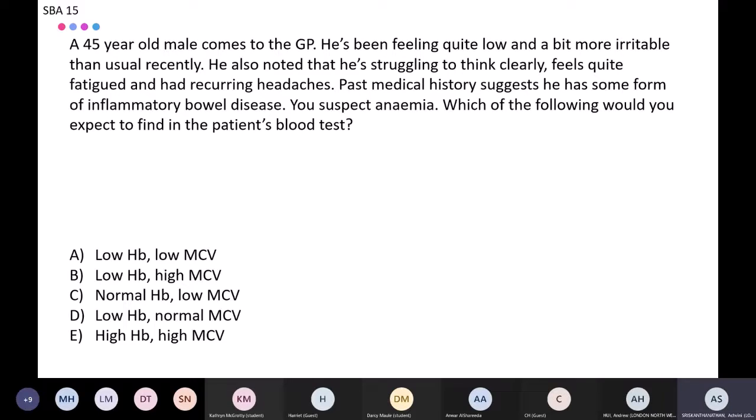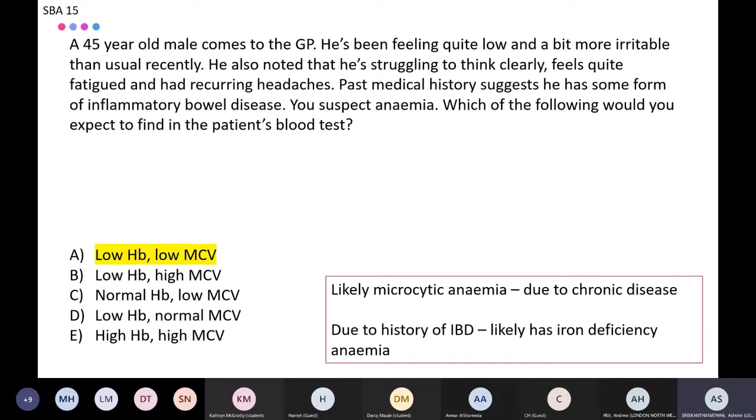And just give it a few more seconds. Okay, so the answer is A. So with any sort of chronic disease, you're more likely to get a microcytic anemia picture. In some cases, you can get normocytic anemia too. But the main reason for this is, especially with the background of IBD, you're likely to have iron deficiency anemia, which is typically a microcytic anemia.